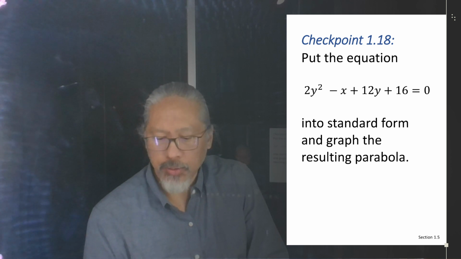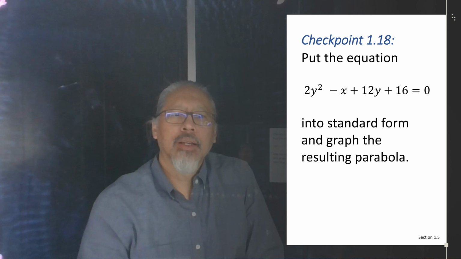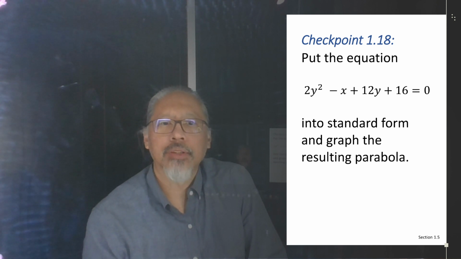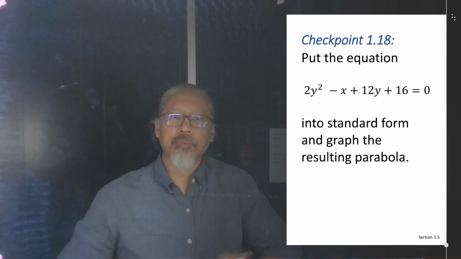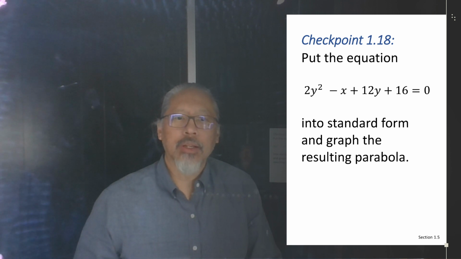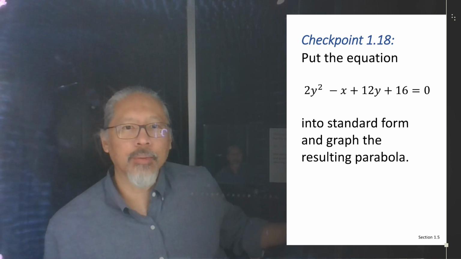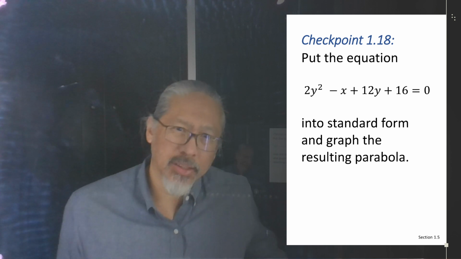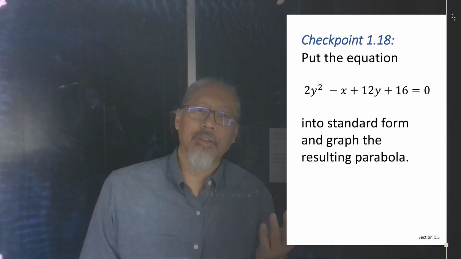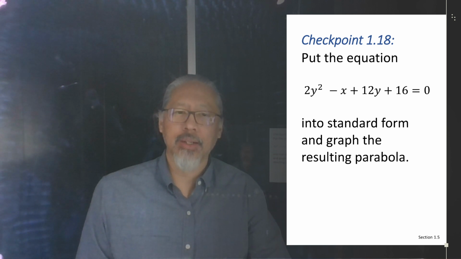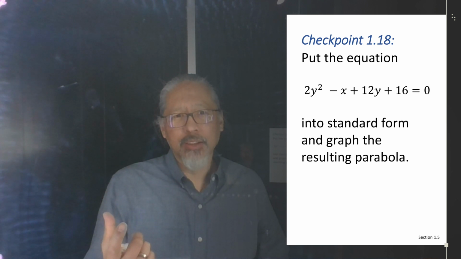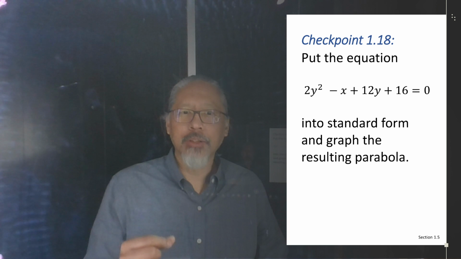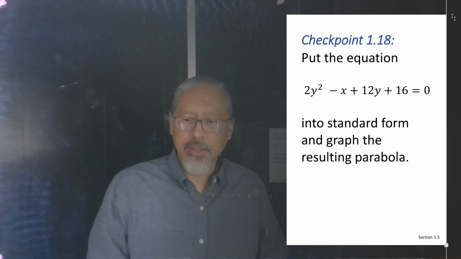This is checkpoint 1.18, and we're in conic sections. We have the equation 2y squared minus x plus 12y plus 16 is equal to 0. They want us to put it in standard form and graph the resulting, well, it's a parabola, because we can see that x is a variable that's not squared, y is squared. So we know that this is going to be a parabola, and it looks like it's going to be a parabola that's going to be opening sideways because the y is squared and the x is not.